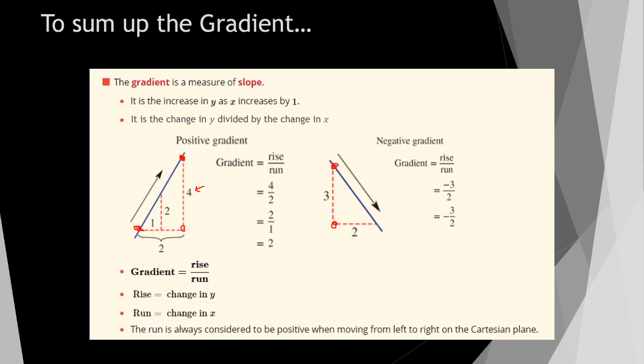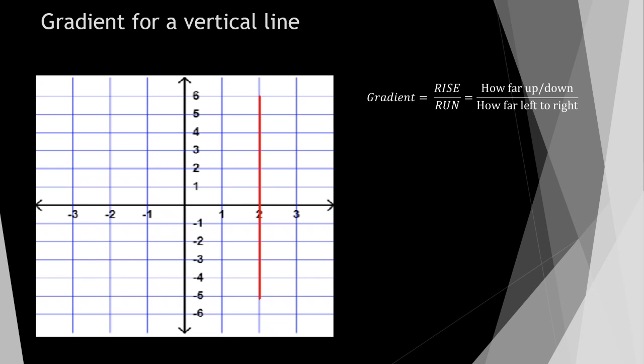Final point is that the run is always considered to be positive when moving from left to right. So what is the gradient if it was just a vertical line that just goes straight up or straight down? Well, let's just work it out like we normally would and see what happens. So here we have, let's just say it's gone from y equals 1 to y equals 5. Well, y increases from 1 to 5.